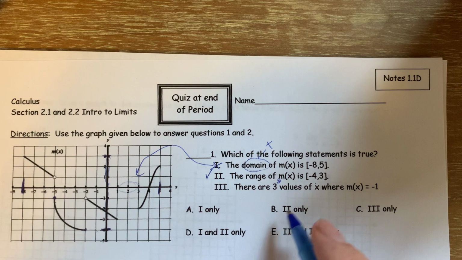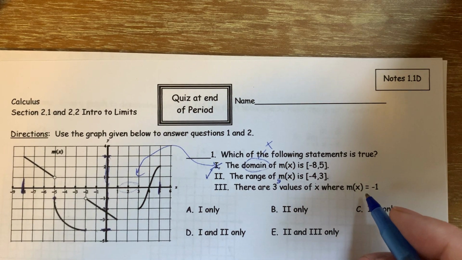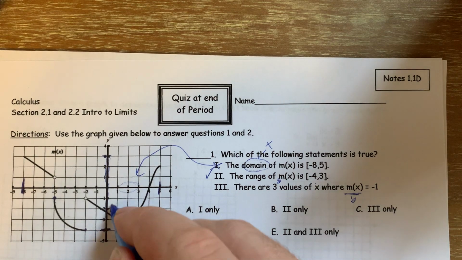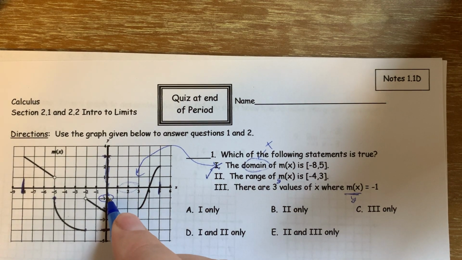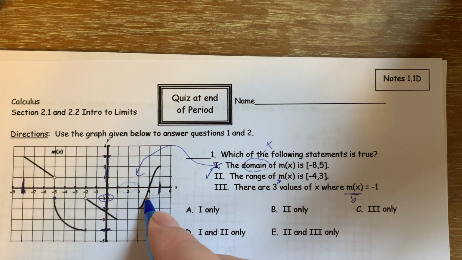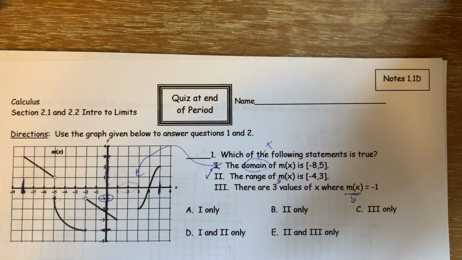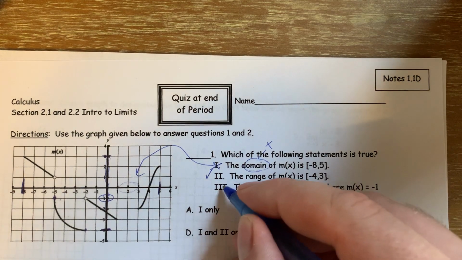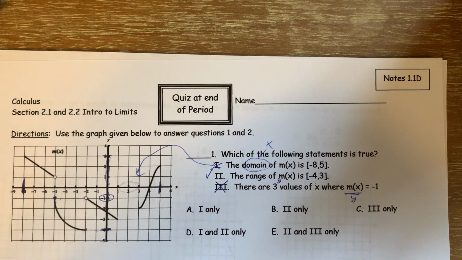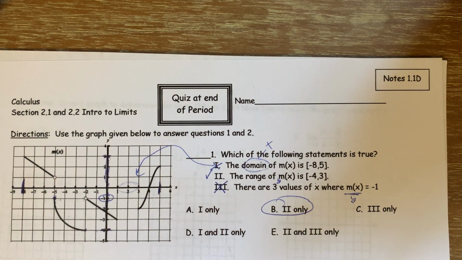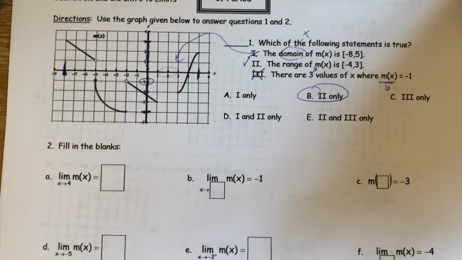And the last thing, there are three values of x where m of x equals -1. So where the y values are equal to -1. So here's where y is -1. And I see one value, I see two values, but this is a blank circle, and so I only see two values of x where m of x is equal to -1, and so this is not a correct statement. And so it looks like 2 only is correct. Okay, hopefully you got that.